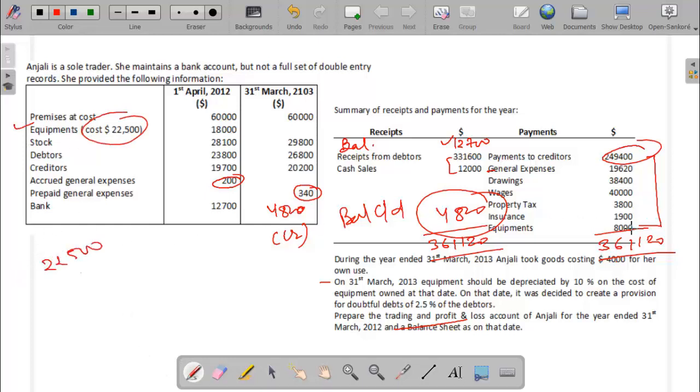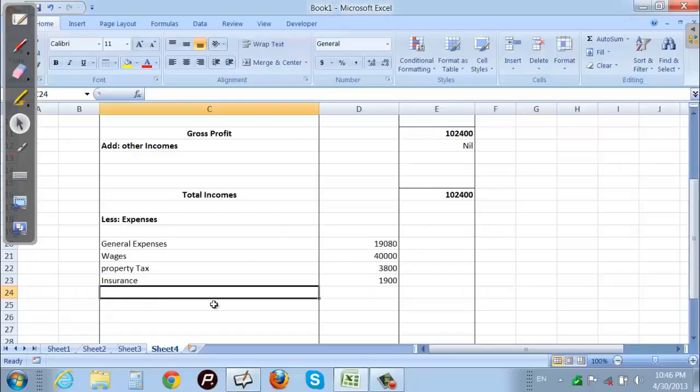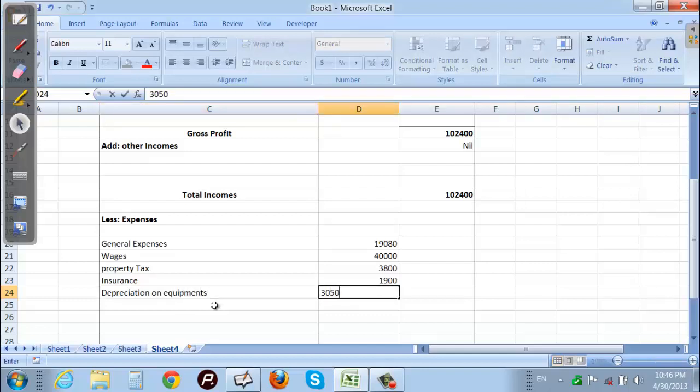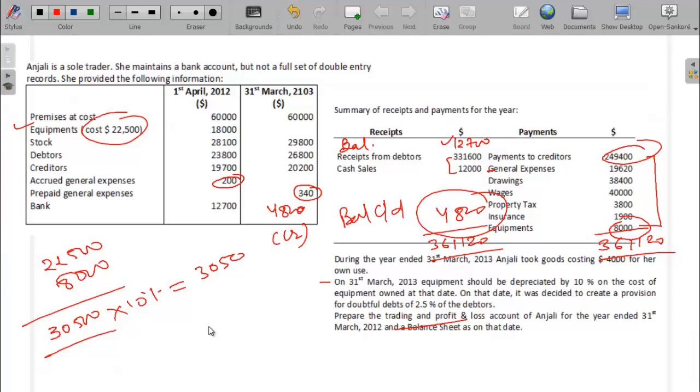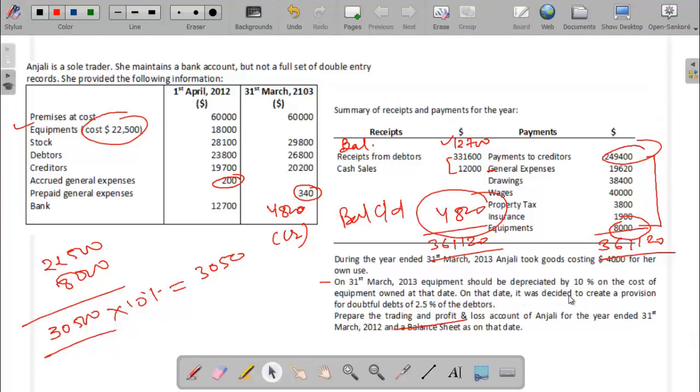On the first day we have equipment and the cost of that equipment is $22,500, and during the year we also purchased equipment costing $8,000. So the cost of total equipment on the last day is $30,500. On this we will compute depreciation at the rate of 10%, that will come to $3,050. So this depreciation I will consider in the income statement. Depreciation on equipment, and the amount is $3,050.